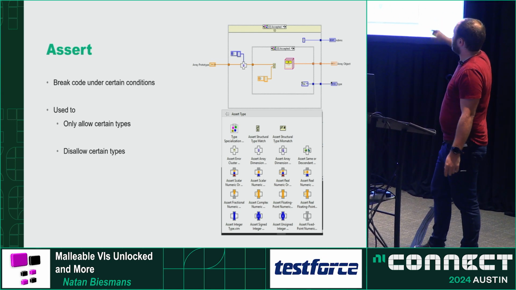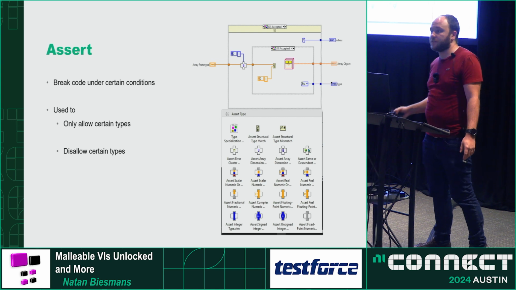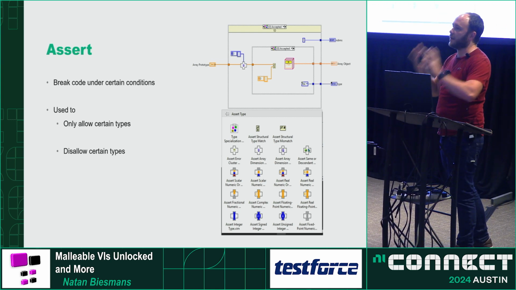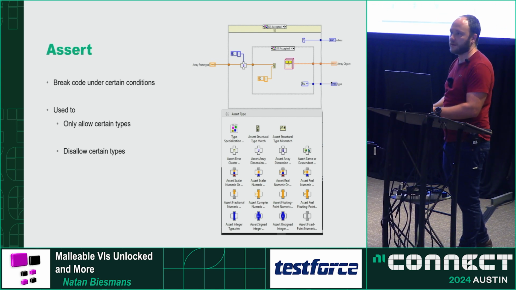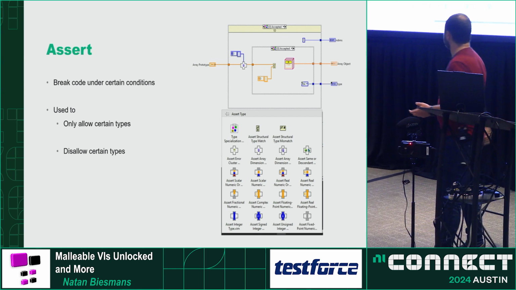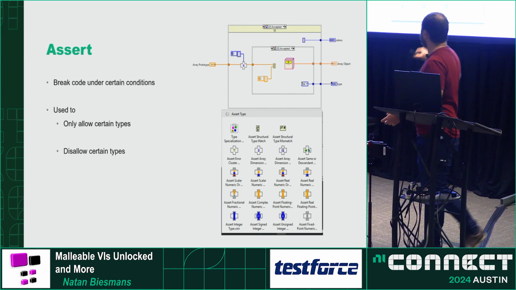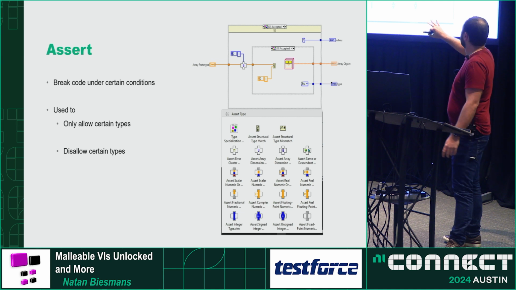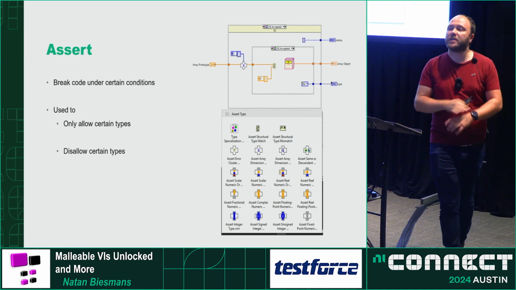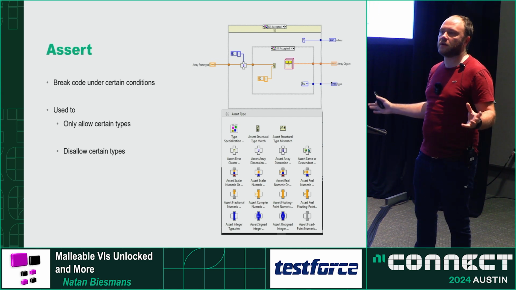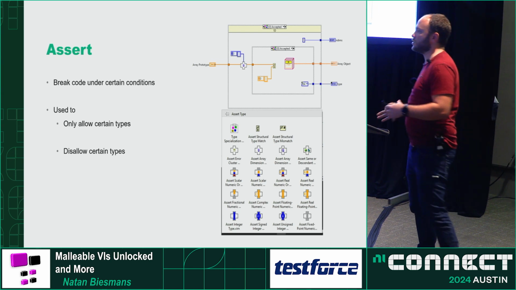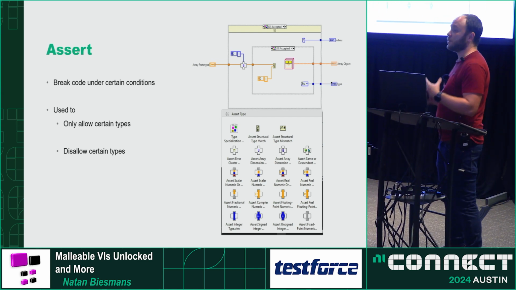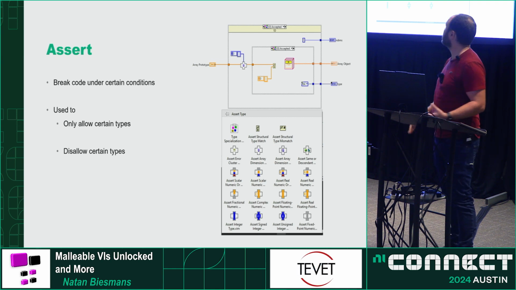There's also a structural type mismatch, which means allow everything except for this data type. And of course, you can do combinations, add multiple of them. Now, LabVIEW comes with a ton of extra assertions on top of that, which NI has created for you, which can allow you to say, hey, please only allow complex numbers, please only allow real numbers, integers, and so on, or maybe only allow arrays of a certain size.